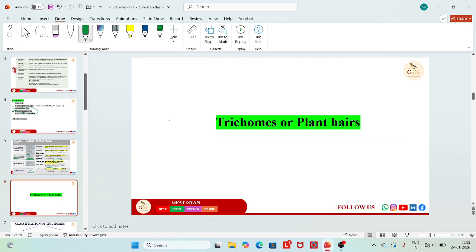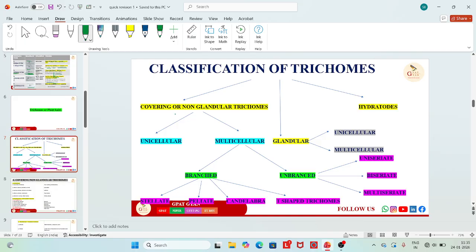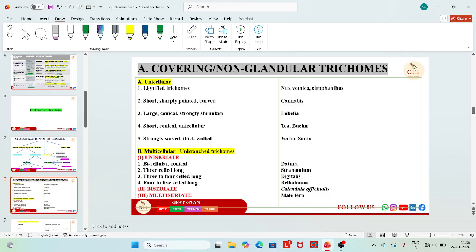So for the trichomes next, this is the classification for the trichomes, and there are the covering or non-glandular trichomes and the hydatodes and the glandular trichomes also. So for the covering and non-glandular trichomes, I told that lignified trichomes are very important, and you can see the previous year question also containing the lignified trichomes example. So that is the Nux vomica and Strophanthus, and these are very important from your exam point of view.